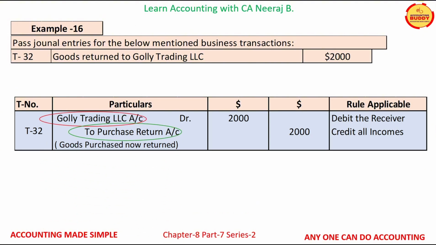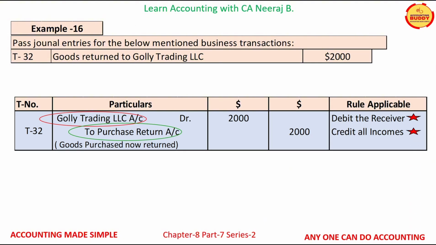Under traditional classification of accounts, Goli Trading LLC is a personal account, and the rule of debiting personal account is debit the receiver. Purchase return account is an income account for accounting purpose because purchase is an expense account. The rule of crediting an income account is credit all incomes and gains.